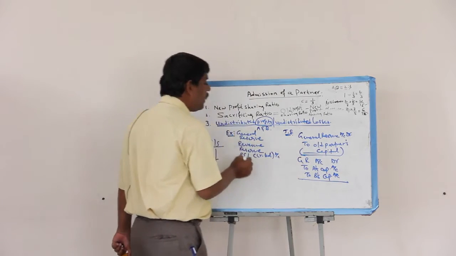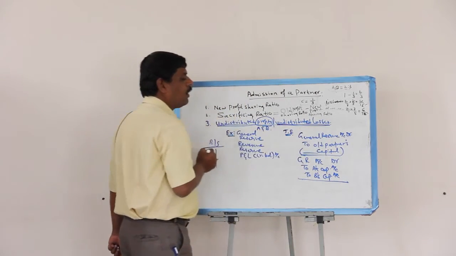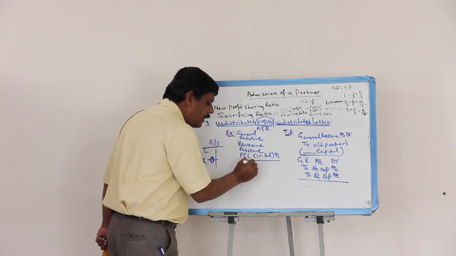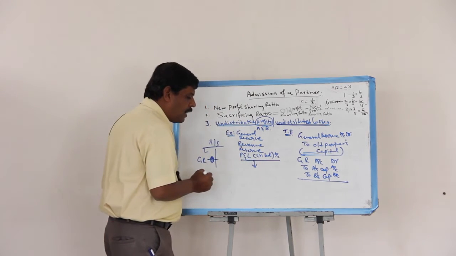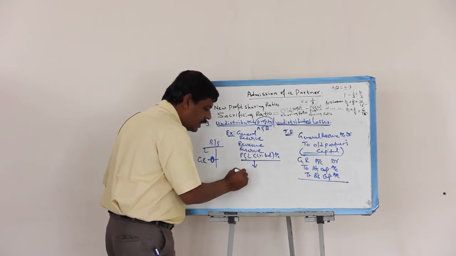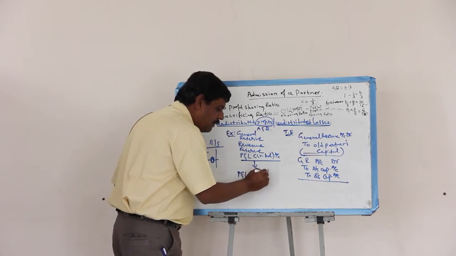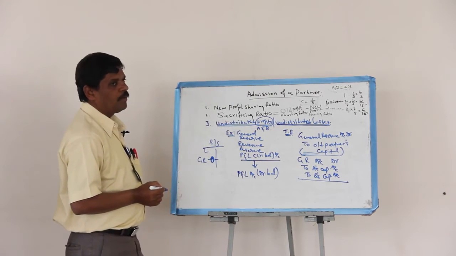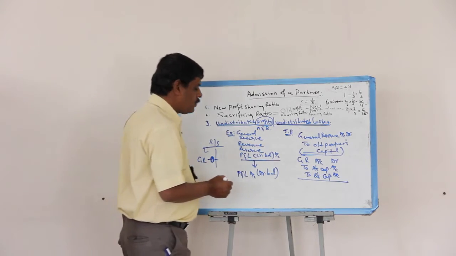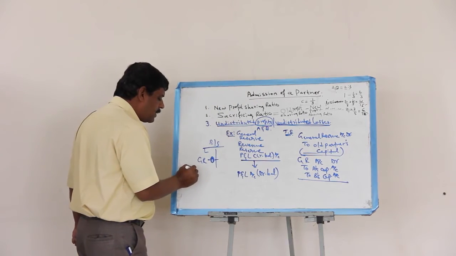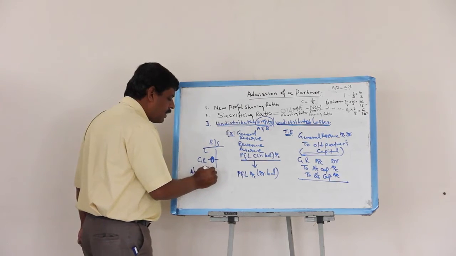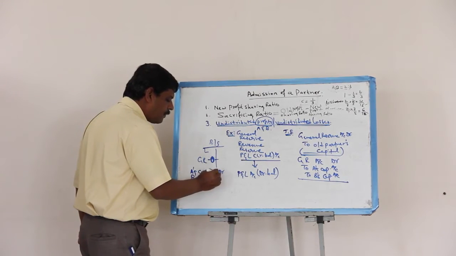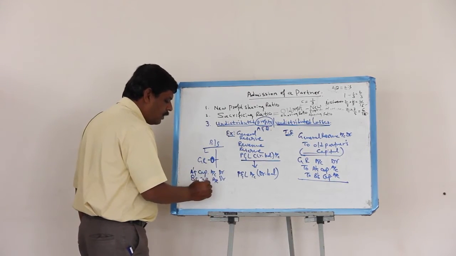The next one is undistributed losses. What do we mean by undistributed losses? An example is the P&L account: whatever credit balance is there, we call undistributed profits. If the profit and loss account shows a debit balance on the asset side of the old balance sheet, then this needs to be closed before the new partner is taken into the business. So the journal entry will be: A's capital account debit, B's capital account debit, to profit and loss account.